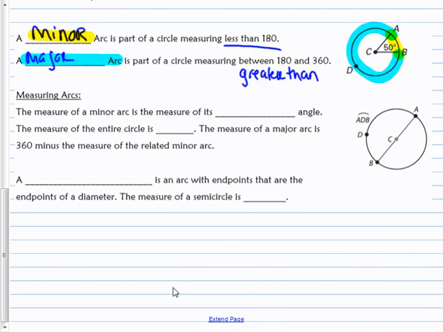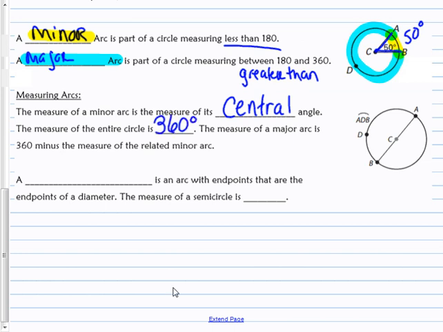Measuring arcs. The measure of a minor arc is the measure of its central angle. So a central angle is at the center. So this arc, AB, was created by this angle, angle ACB, which was a central angle because it is at the center. The angle is 50 degrees, so the arc was also 50 degrees, and we measure arcs in degrees as well. The measure of the entire circle, hopefully you realize this, is 360 degrees.